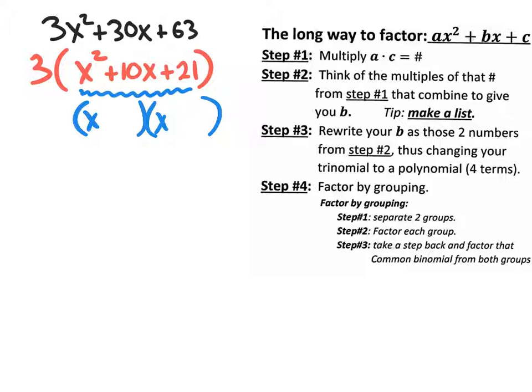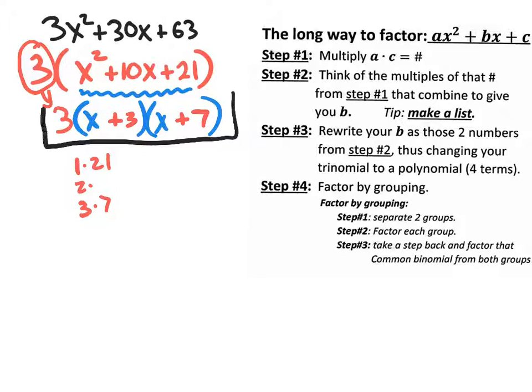So what times what is 21, that if I combine together is 10? And if you don't know, make a list. So you can say, okay, 1 times 21, 2 doesn't work, 3 times 7, hey, there it is. 3 times 7 is 21. If I add it together, it is 10. So you're going to put a plus 3 right here and a plus 7 right there. And we factored it, but don't forget about this outside 3. That outside 3 still needs to be there. Ladies and gentlemen, that is your factored form answer. You did not have to do the long method. Again, the long method is only when the a value is not 1. The shortcut works when your a value is 1, right?